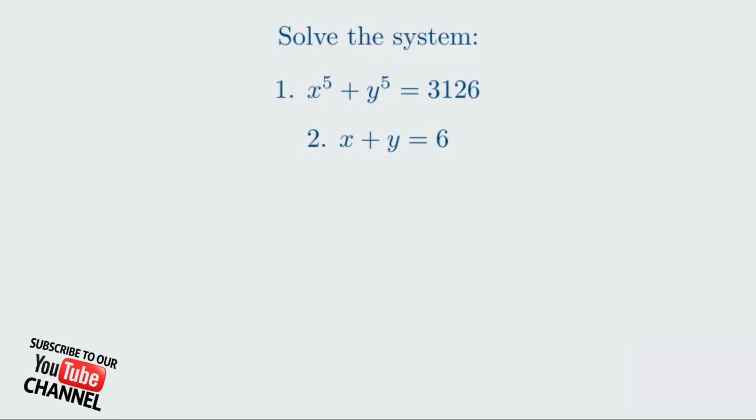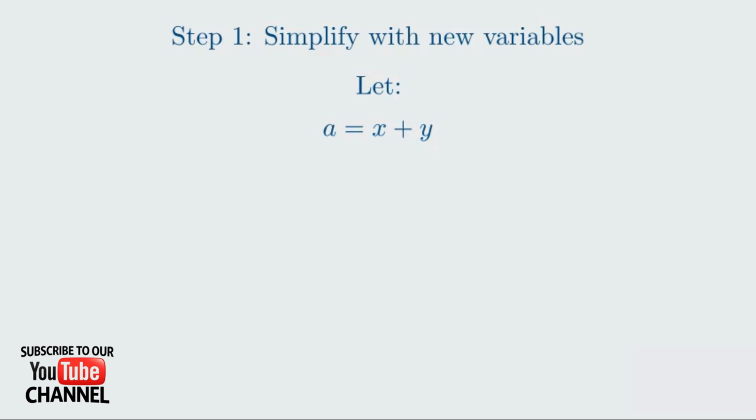Let's get started. Our first step is to simplify this problem by introducing new variables. This is a common strategy in algebra. Let's define a new variable a as the sum of x and y, and another variable b as the product of x and y. So, we have a equals x plus y, and b equals x times y. The second equation in our system, x plus y equals 6, becomes very simple with this substitution. Since a is x plus y, the equation is now simply a equals 6. We've already found the value of one of our new variables. So, our task now is to find the value of b.